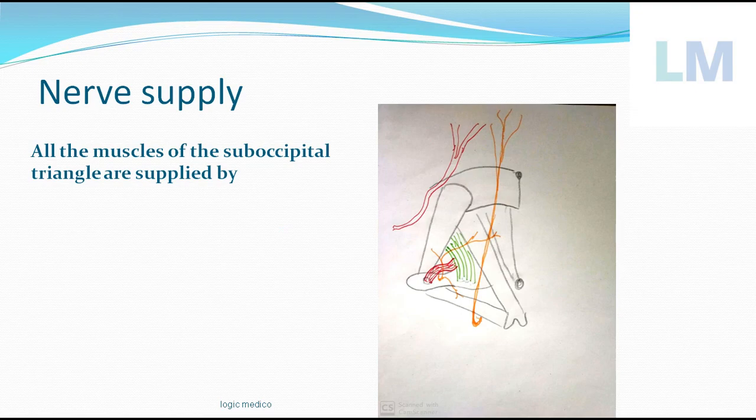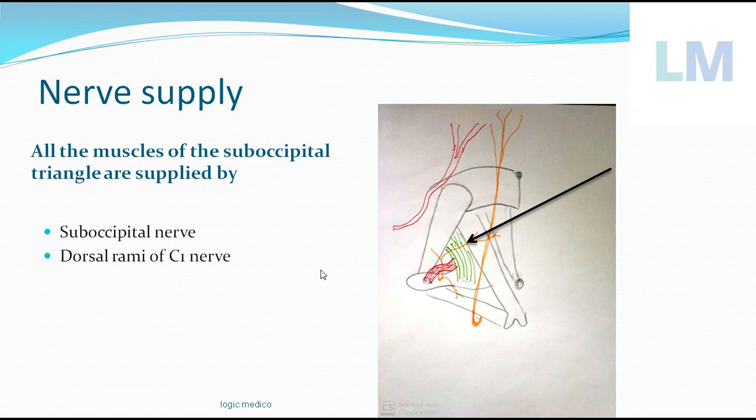Nerve supply. All the muscles of the suboccipital triangle are supplied by the nerve which is there in the suboccipital triangle, so we call it the suboccipital nerve. But from where exactly is this nerve coming from? It's coming from the spinal cord. Which level of the spinal cord? The first level of the spinal cord. So it is the dorsal rami of the first cervical spinal nerve. That is the nerve supply of this. So that is the suboccipital nerve or dorsal rami of C1.